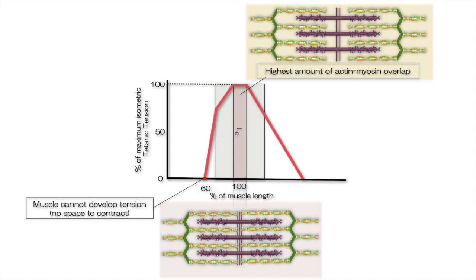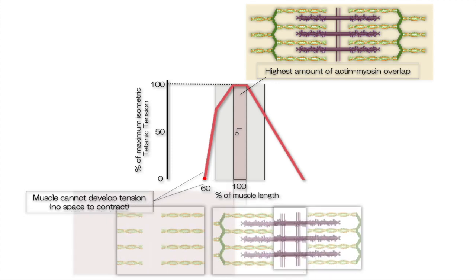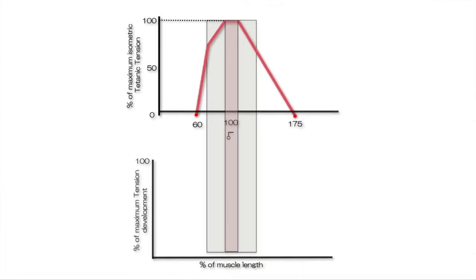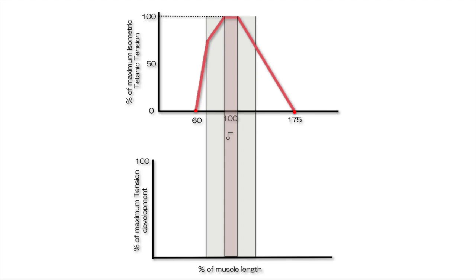But in the other extreme, if we were able to stretch the muscle up to about 170% of the optimal length, the sarcomere length becomes around 3.6 micrometers. The actin filament has been pulled all the way out of the end of the myosin with no actin-myosin overlap. And at this point, the tension developed by the muscle also is 0.